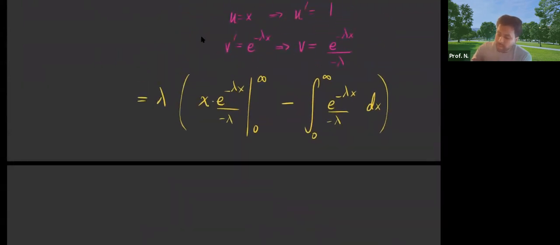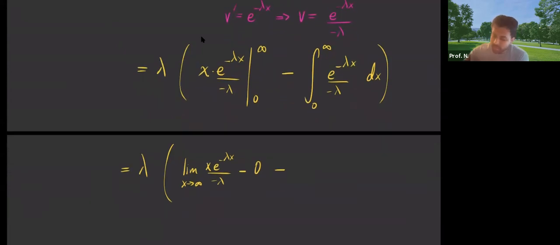So what happens here? When I take the limit as x goes to infinity of x e to the negative lambda x over negative lambda, subtracted by 0. When I plug in 0, this just becomes 0. When x goes to infinity, what does this become? Doesn't this all become 0? Why does it become 0?